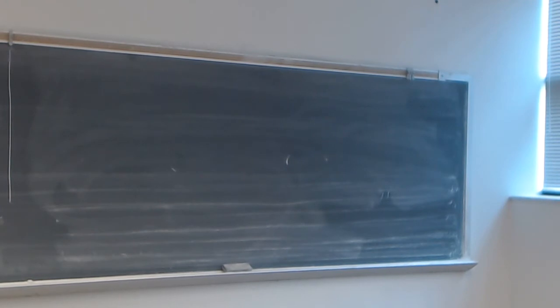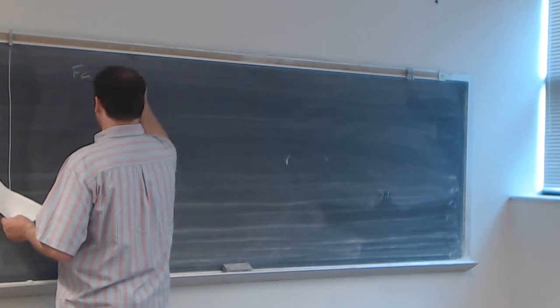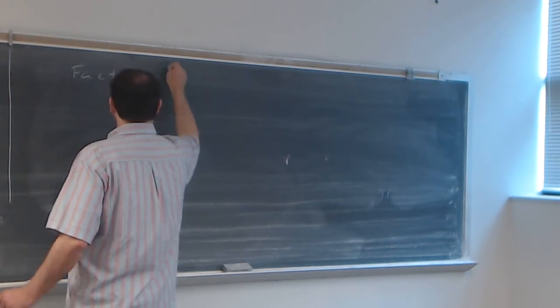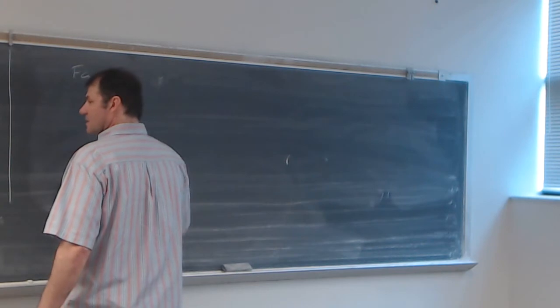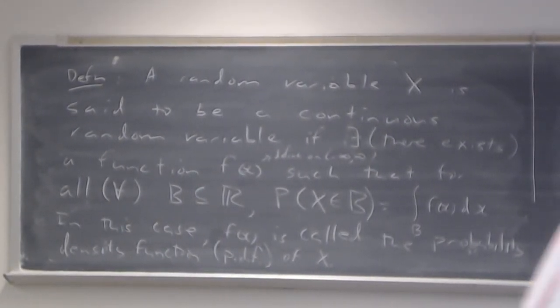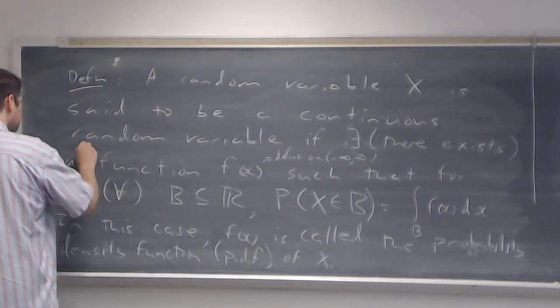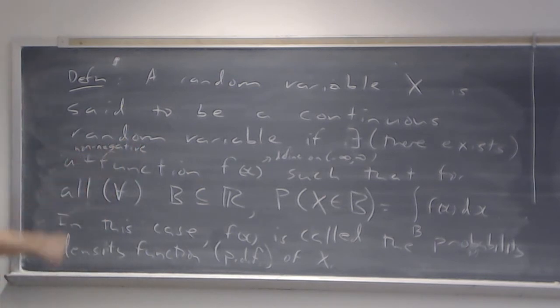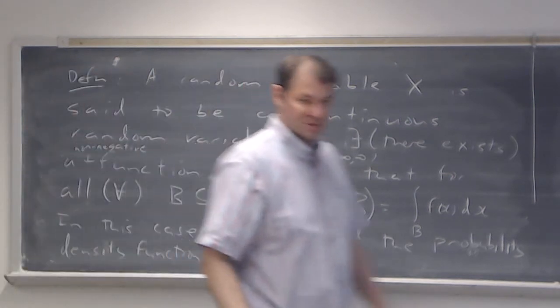We should look at an example. Well, before we look at some examples, let me give a fact. As you might expect, it's a very easy fact. I've made some mistakes. Let's go back here in my definition. There's a word missing. If there exists a non-negative function f of x, defined on minus infinity to infinity. Sorry about that. Please add that.